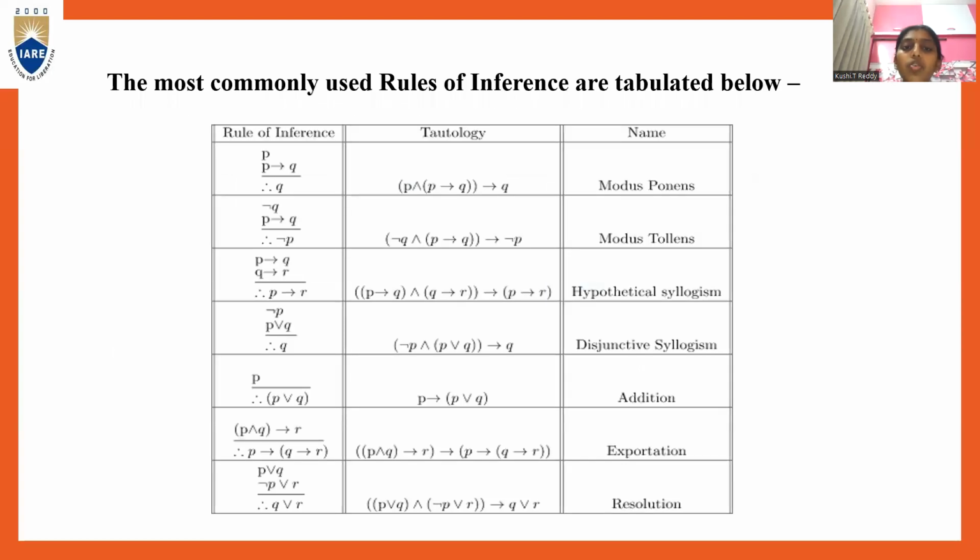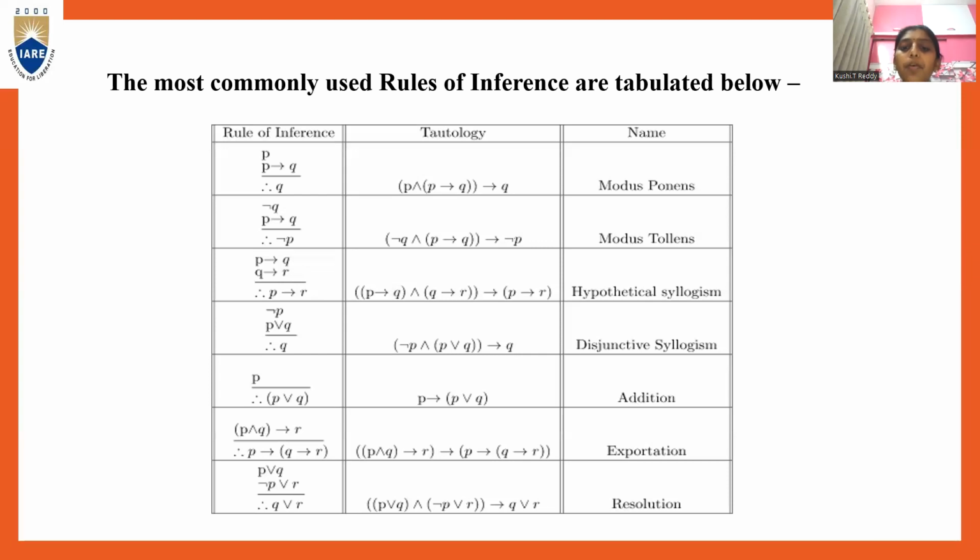The most commonly used rules of inference are tabulated below. So the first rule is the modus ponens rule. Here you are going to take P comma P implies Q. So P comma P implies Q can be written as Q. So in tautology you can represent it as P and P implies Q implies Q. Next is modus tollens. Modus tollens is nothing but negation Q and P implies Q, which is equivalent to negation P.